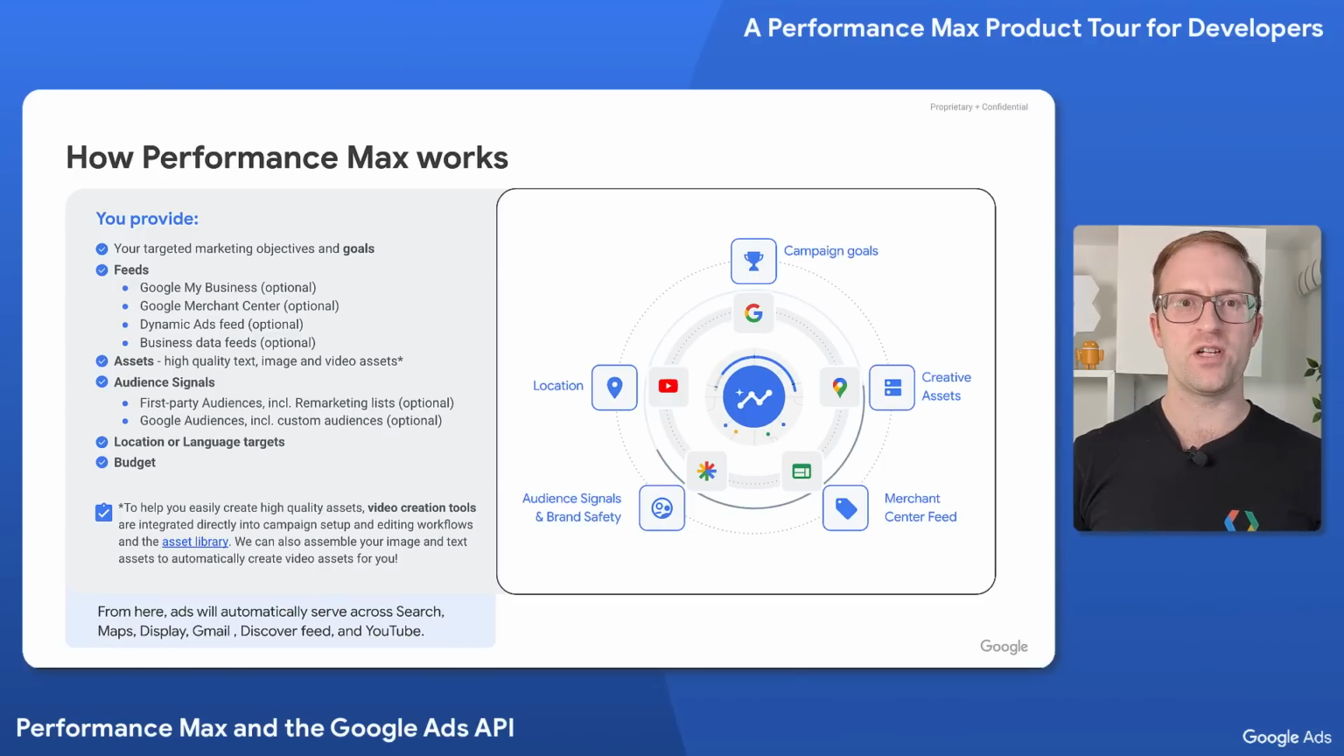PMax is different from traditional campaign types in that it uses Google AI to automatically optimize your campaigns for conversions. This means that you don't have to spend time manually managing your bids, keywords, or ad creatives. Instead, you can focus on creating high-quality assets and goals that are relevant to your business. PMax will then use this information to create and deliver personalized ads to your target audience.